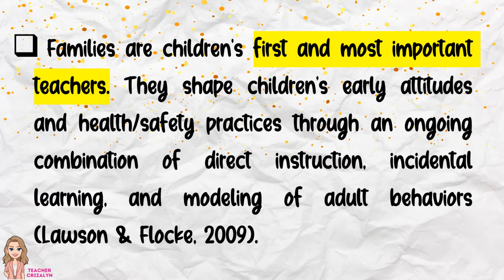Families are children's first and most important teachers. They shape children's early attitudes and health and safety practices through an ongoing combination of direct instruction, incidental learning, and modeling of adult behaviors, according to Lawson and Flock, 2009. Daily activities often become important teachable moments. For example, a parent may discuss the benefits of eating fruits and vegetables while the child washes the broccoli for tonight's dinner or helps to plant tomatoes in a vegetable garden.